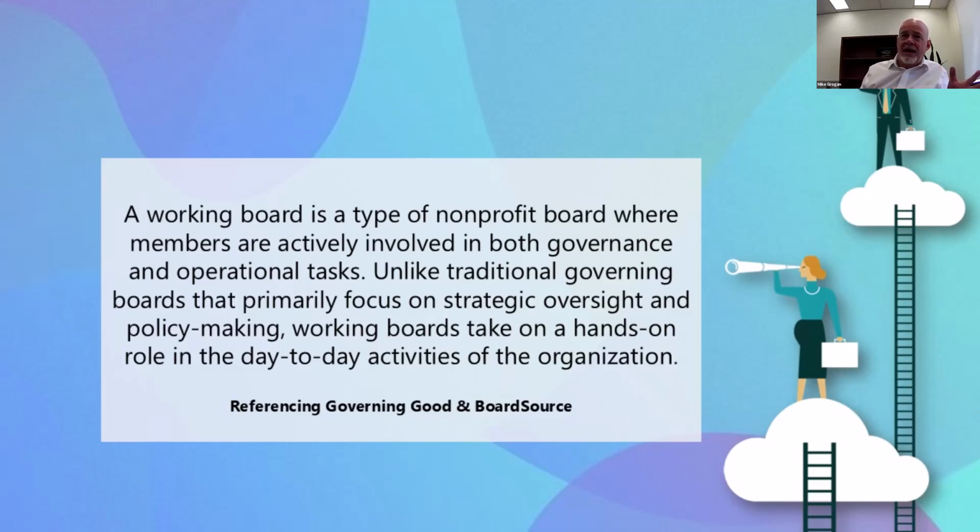So traditional boards perhaps focus on strategy. They work through policy, they oversee the whole organization. Working boards do both that, and they also take a hands-on role and take care of the day-to-day activities, whether that's coordinating that or actually doing that, depending on how you structure yourself. So all boards govern. It's how you get the work done that makes this separation, and a whole bunch of grayness in between those places.